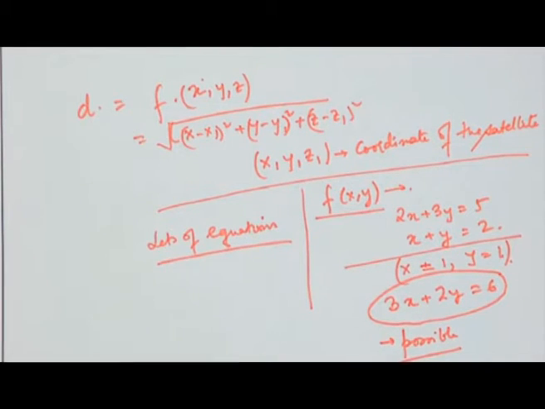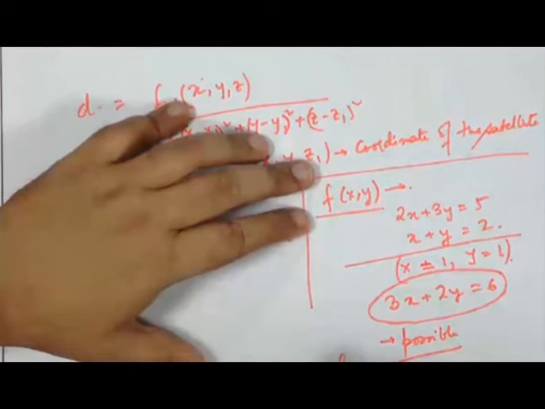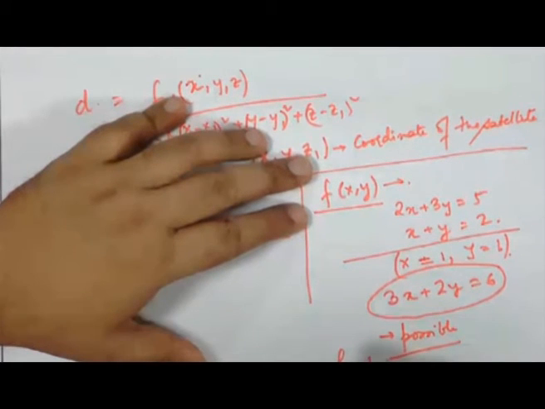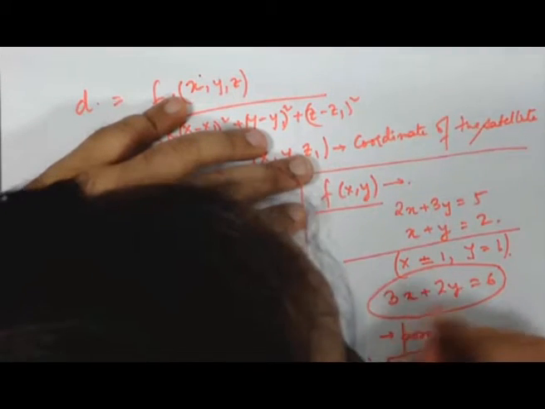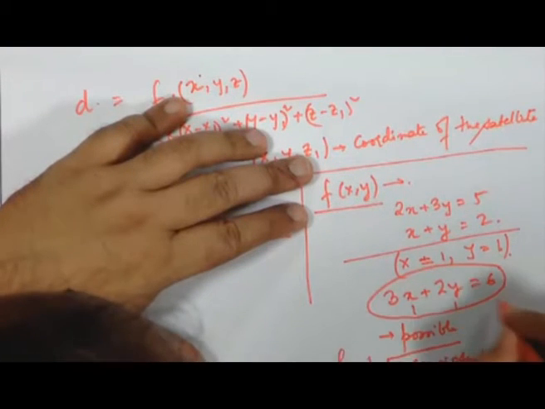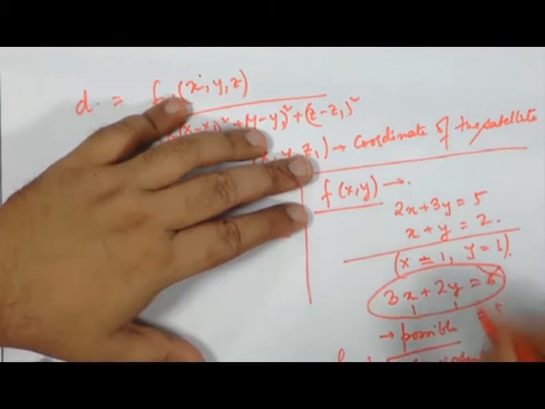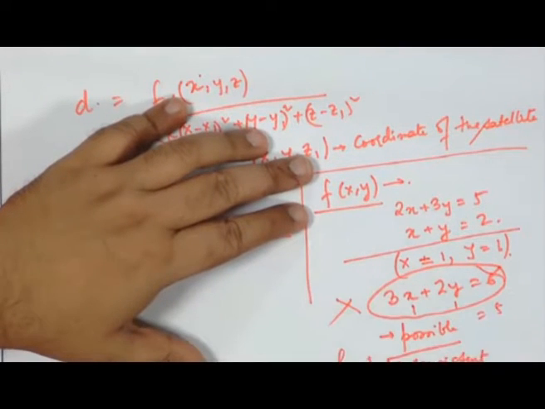So the third equation has to be consistent. Because if I put 1 here and 1 here, this will be equal to 5, but you are getting 6. So the third equation is not consistent.